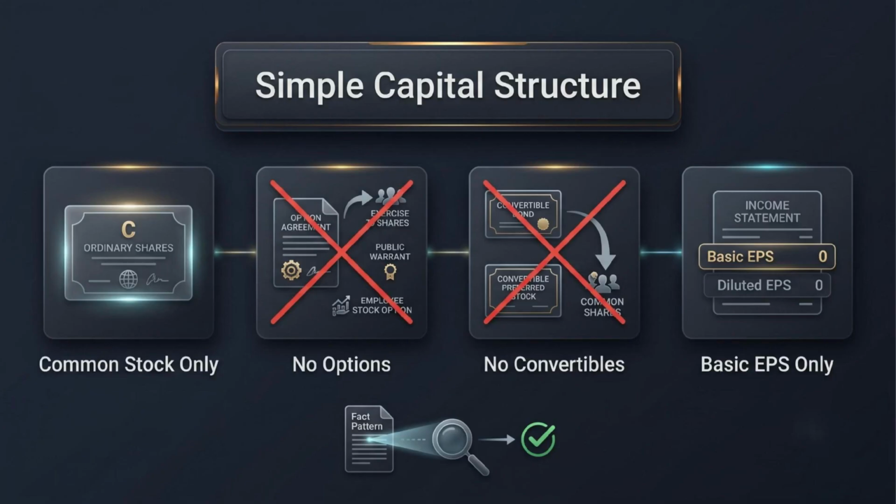In that situation, basic EPS is the relevant EPS measure. The exam shortcut is simple: scan the fact pattern for potential common shares. If there are none, do not create diluted EPS out of thin air.